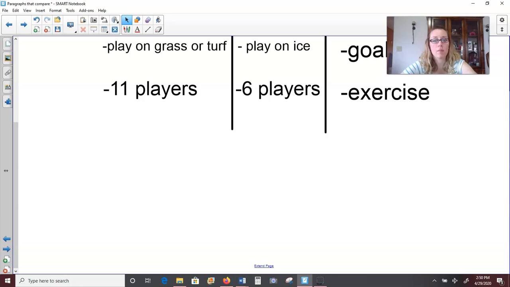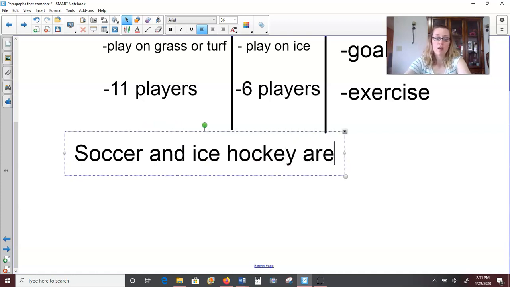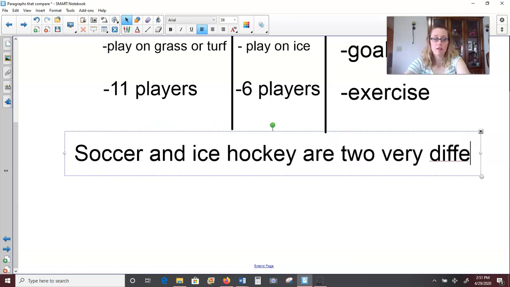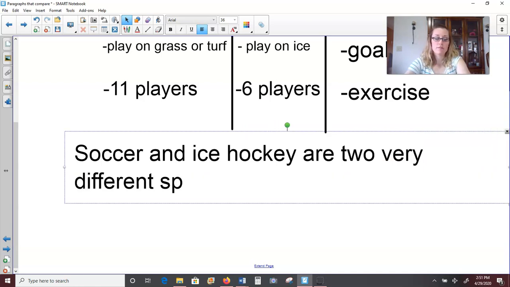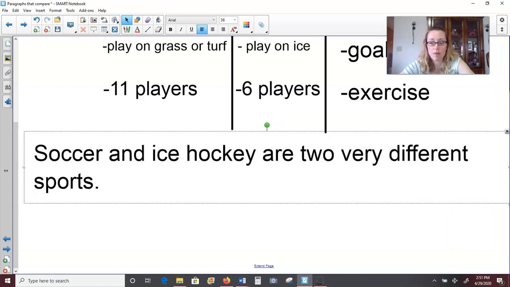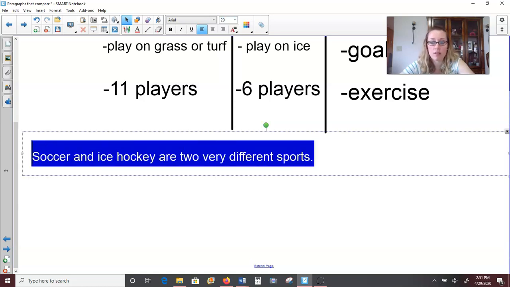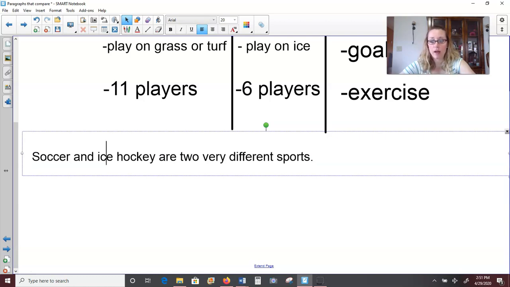And maybe this time I'm going to start with the differences between soccer and ice hockey, because it really doesn't matter if you start with your comparing paragraph or the contrasting one. So I'm going to start by saying soccer and ice hockey are two very different sports. All right, now I need to do some fixing here since I'm typing this. And right now the font is very large, so let me shrink this down a little bit. All right, so soccer and ice hockey are two very different sports.